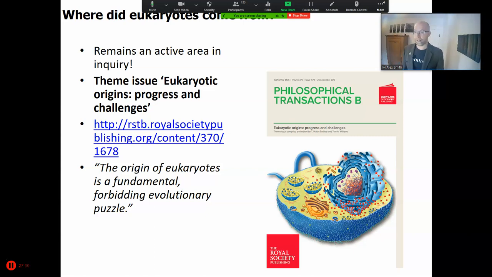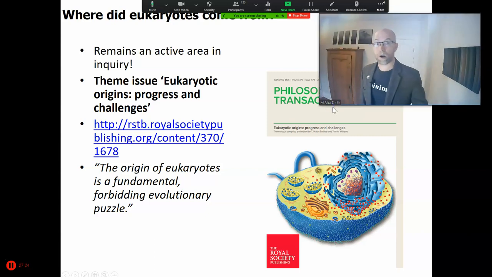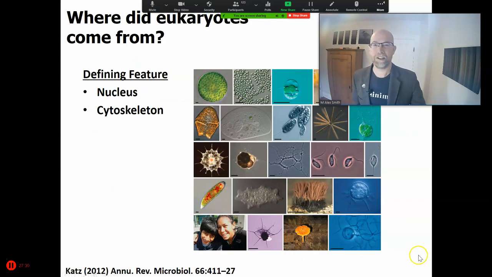So if you're interested in the origin of eukaryotes and the foreboding evolutionary puzzle that provides, you can go and read this here. So Phil Trans is an amazing journal. It contains publications by Darwin, by Bacon, and by me. So clearly their quality control is declining through the hundreds of years of their existence.